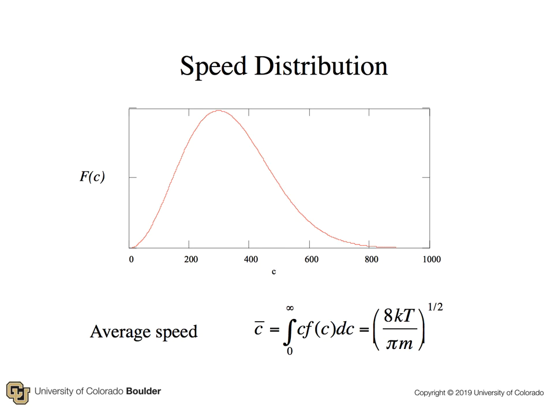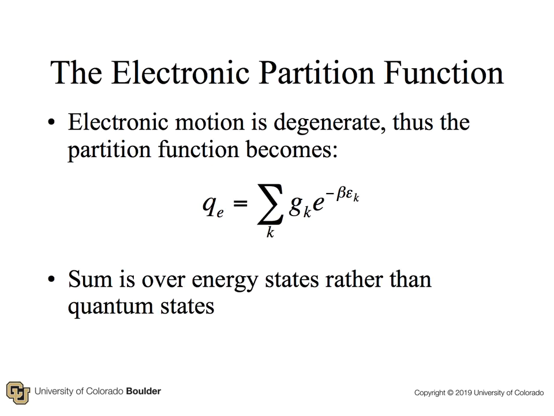So that is translation. And then the other partition function we need is electronic. This is both simpler and more complex. There is no simple expression for the electronic states of an atom, as we have learned. Electronic motion is degenerate. And so basically you just have to do the sum.